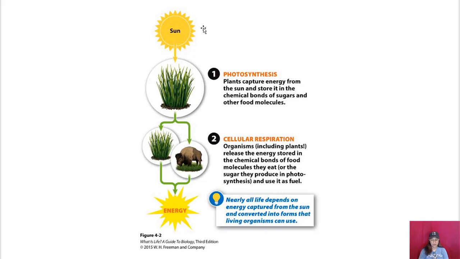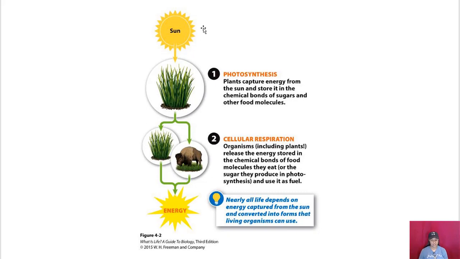Okay? The thing that tends to confuse most people, so I want to make sure that you're not confused at all, is that plants can do both photosynthesis and cellular respiration. And we and other mammals can only do cellular respiration, right? Organisms, including plants, release the energy stored in the chemical bonds of the food molecules that they eat or the sugar they produce from photosynthesis. And this is what's used as fuel, okay? And then that is energy.